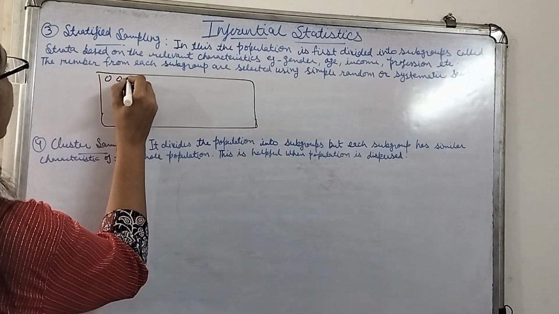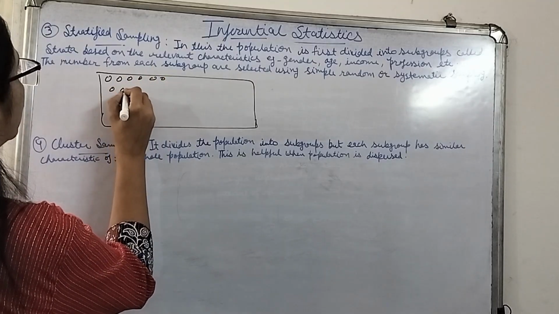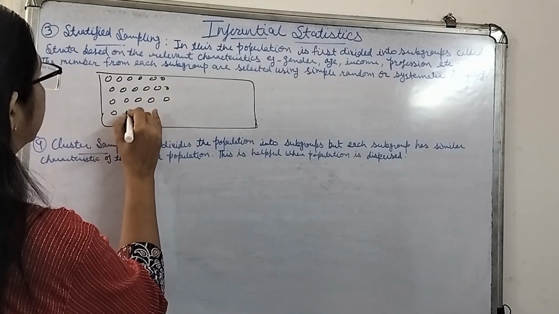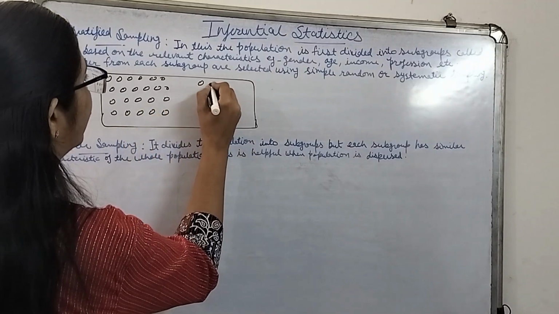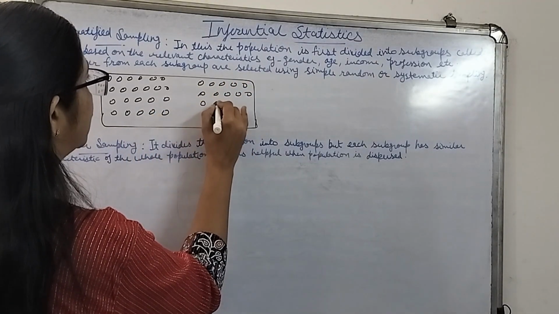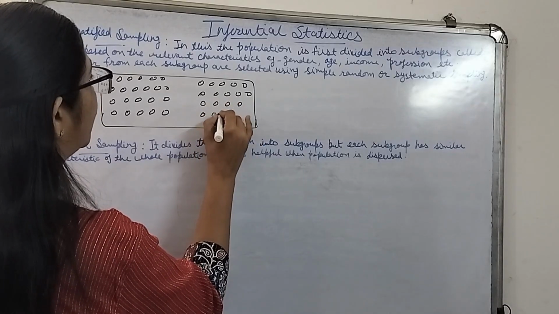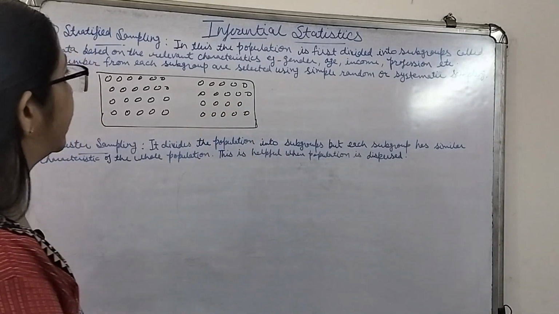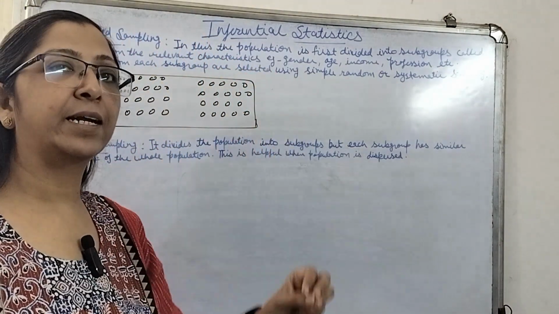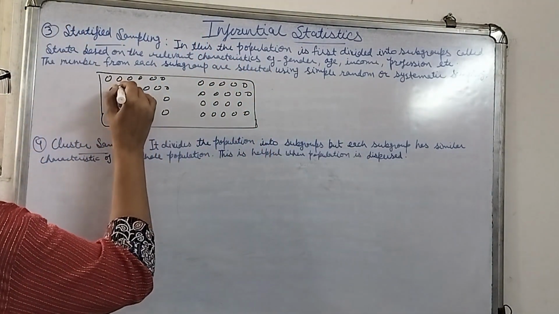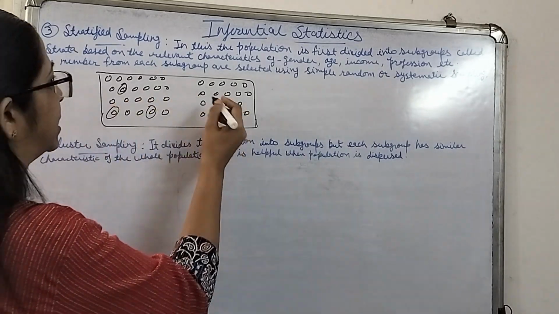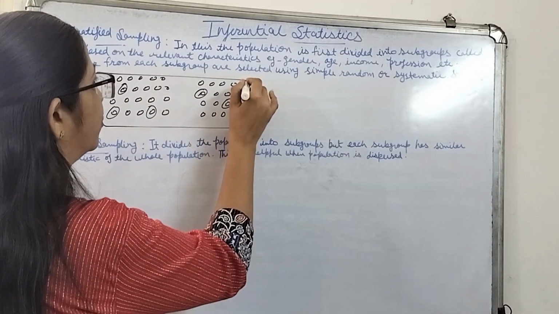This group is for your girls. And another group we have made, that is for boys. We have taken 2 groups, so we divided the whole population into subgroups. Now randomly from the group of girls and from the group of boys, we will be selecting members. So randomly we have selected one member from here, and randomly we have selected from here also.